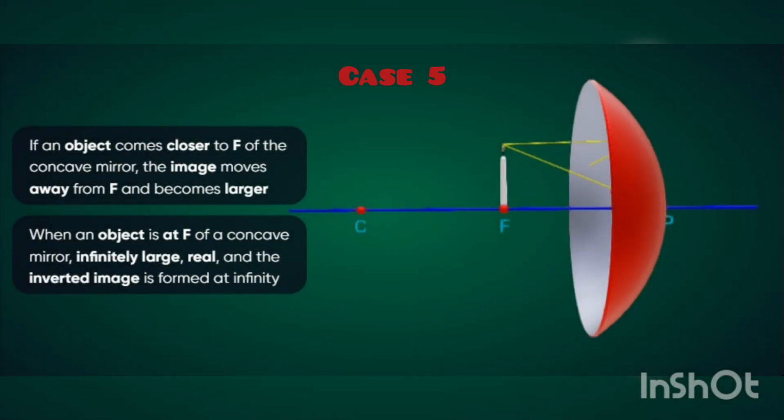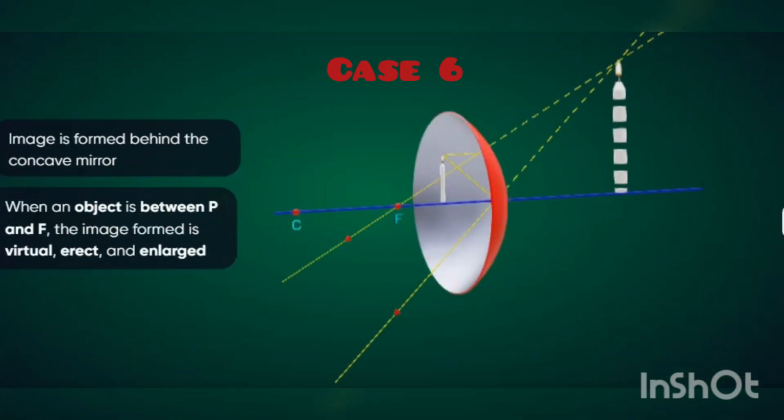So next case is when the object is placed at the focus of a concave mirror, that is object at F. In the last few cases, we have seen that if an object comes closer to F of the concave mirror, the image moves away from F and it becomes larger. So when an object is at F of a concave mirror, an infinitely large, real and inverted image is formed at infinity. Here we can see that the reflected rays of light are parallel and they are not meeting at a point. So they meet at a point somewhere very far, which is at infinity.